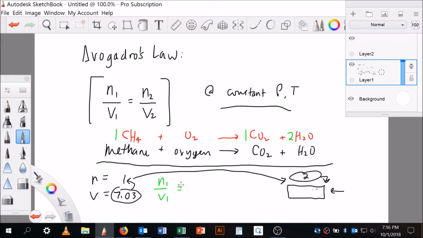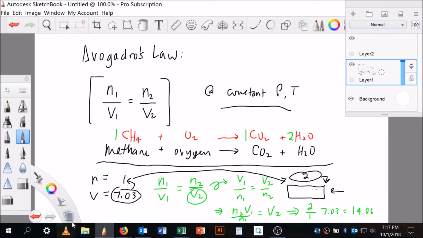N1 V1 is equal to N2 V2, right? And it's V2 I'm looking for. So let's turn this over and say V1 over N1 is equal to V2 over N2. And so this is going to be N2 V1 over N1 is equal to V2. Okay? And so N2 is 2, N1 is 1, and V1 is 7.03, so it looks like it's going to be 14.06.